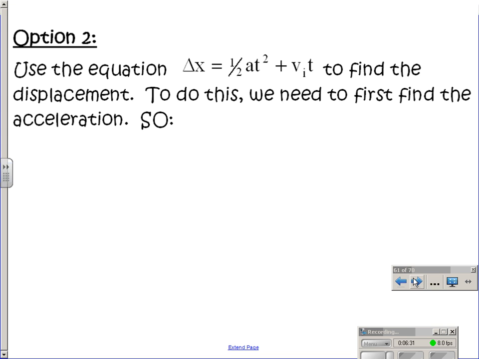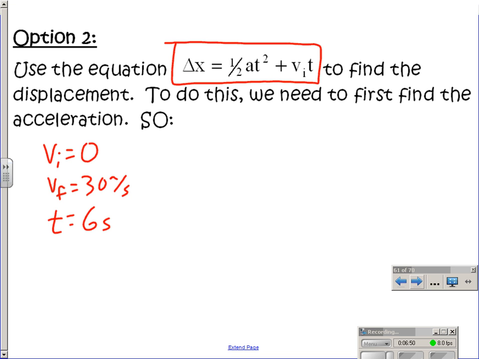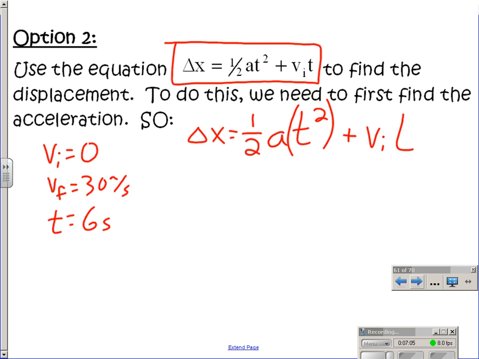Okay, so we're solving the same problem that we've just solved, where we know the following information. Our car starts at rest. It's going to speed up to 30 meters a second in 6 seconds. And we're going to try to use this equation. It says displacement equals half of the acceleration multiplied by the time squared. Notice it's just the time that is getting squared. And then you add your initial velocity multiplied by the time.